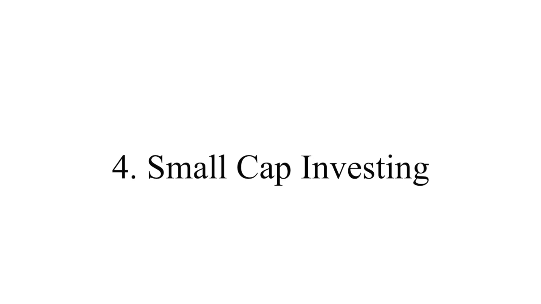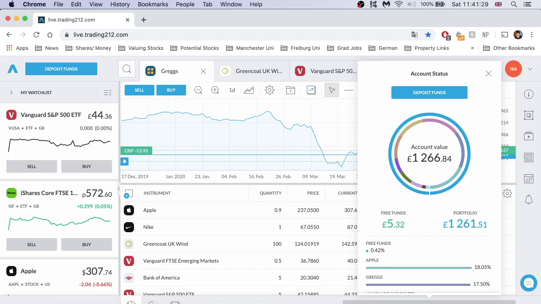Now moving on to the fourth investment strategy, which is small cap investing. So this is fit for those looking to take on a little more risk in their portfolio. As the name suggests, small cap investing involves purchasing stock of small companies with smaller market caps, so market capitalizations, usually between $300 million and $2 billion.